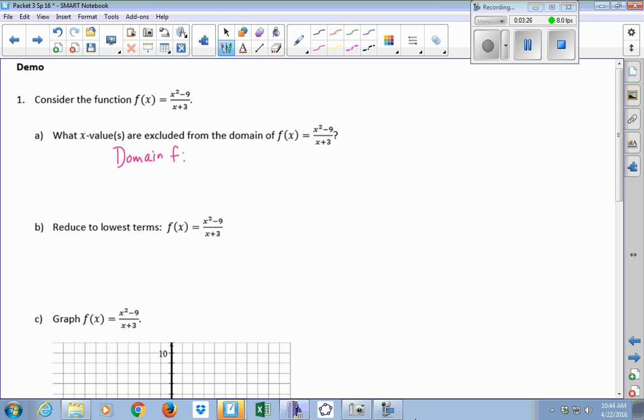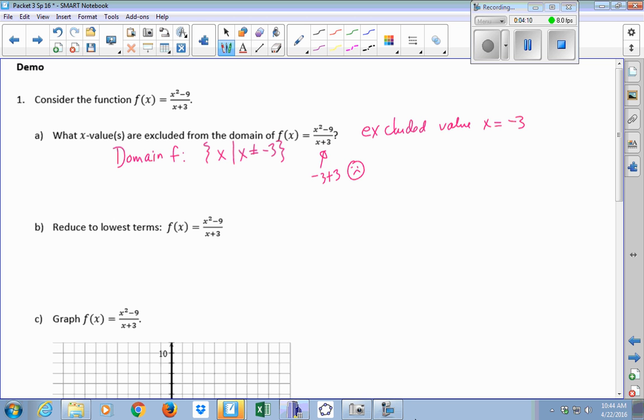The domain is a set of numbers that you can plug into that function and get a number out. It has meaning. It can be defined. So the domain here is the set of all x except negative 3. And the person that was answering the question answered it correctly. The first question said, what x value or values are excluded from the domain? X equals negative 3 is the excluded value. So the excluded value is x cannot be negative 3, because if you put a negative 3 in there, you're in deep trouble because you have 0 in the denominator.